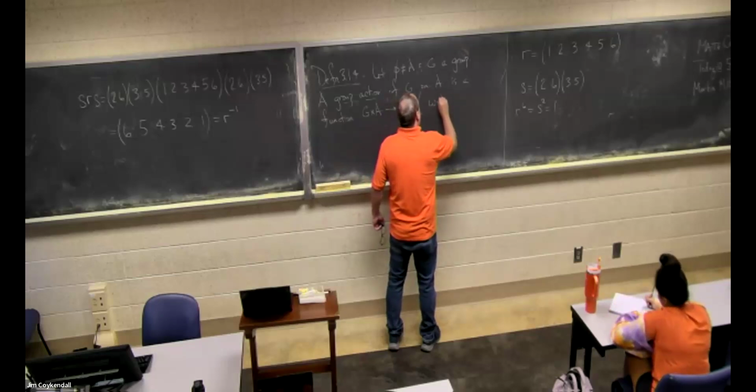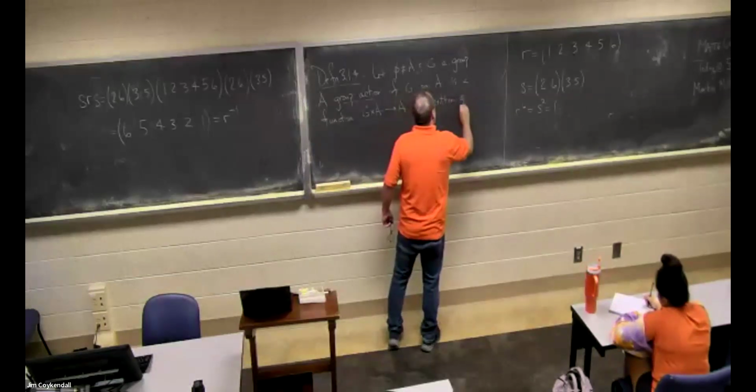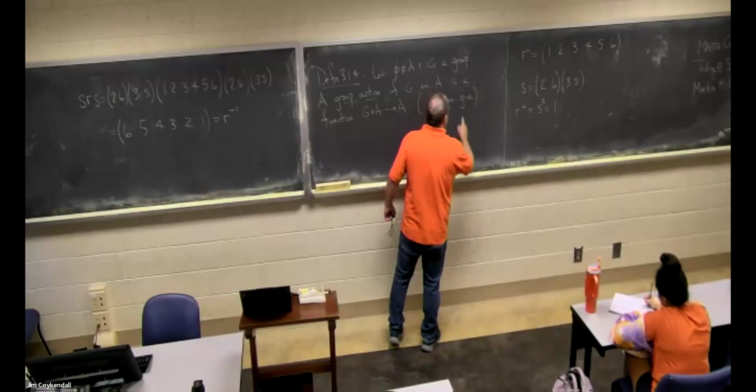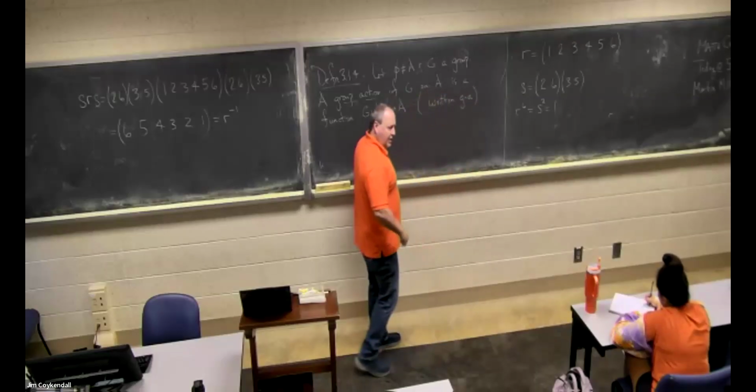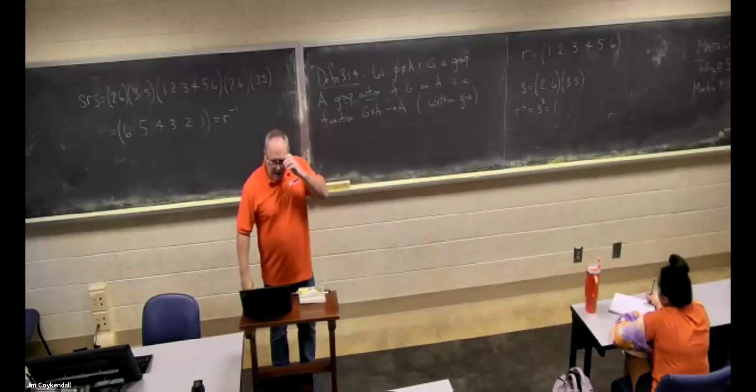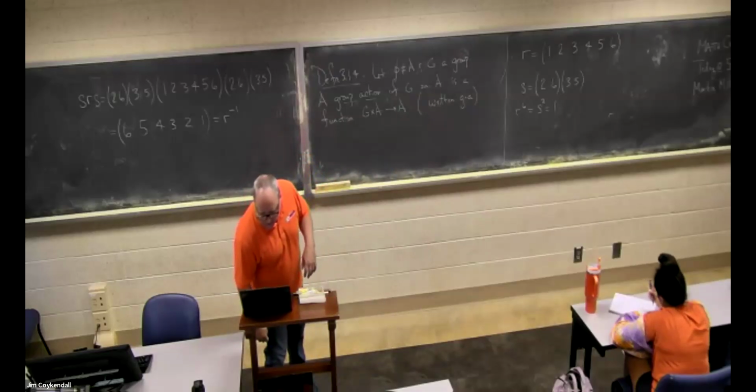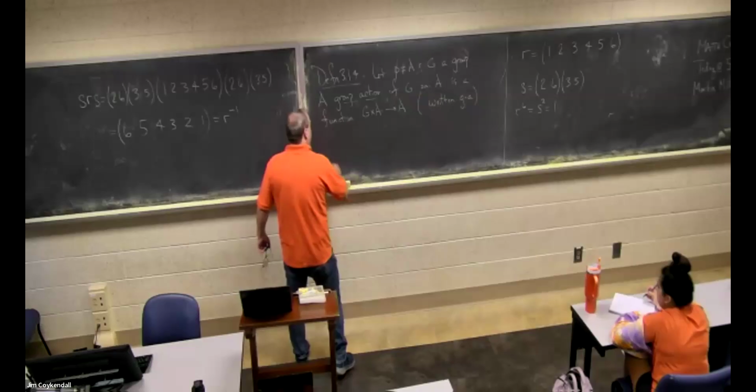Well, I'll write this as G dot A. This is G acting on A. It's sort of like a function. And this actually has some properties.